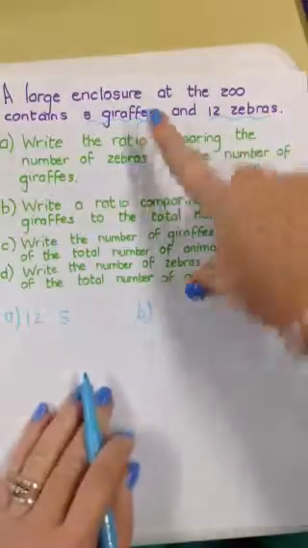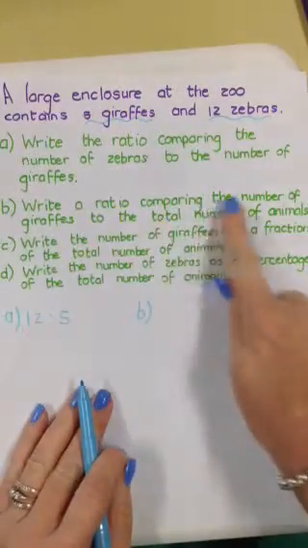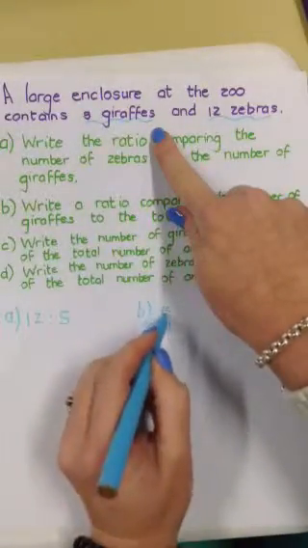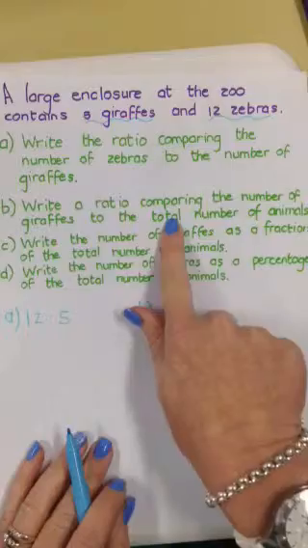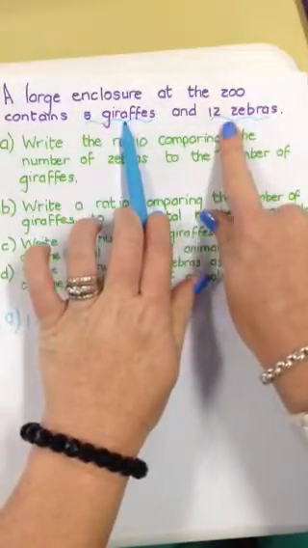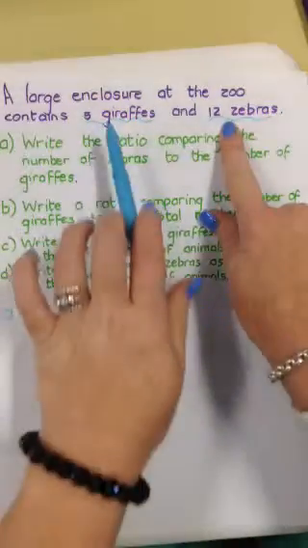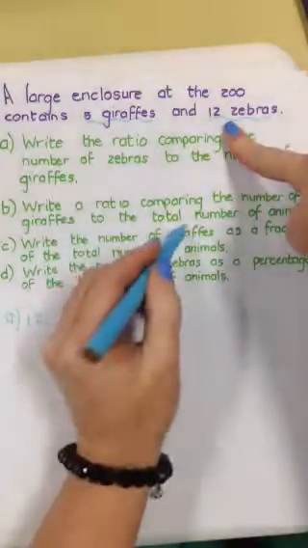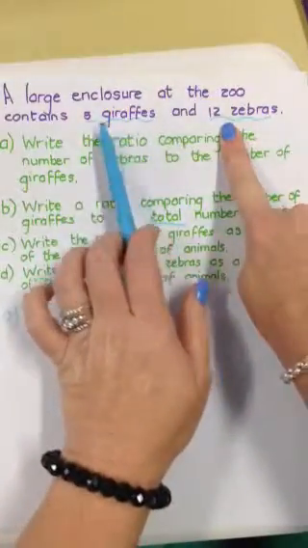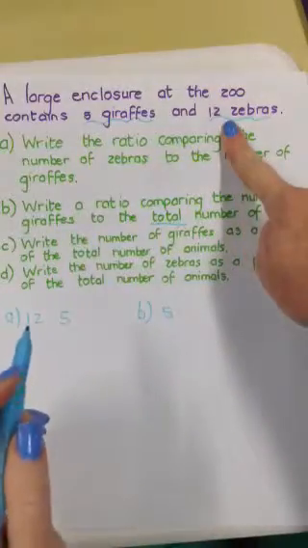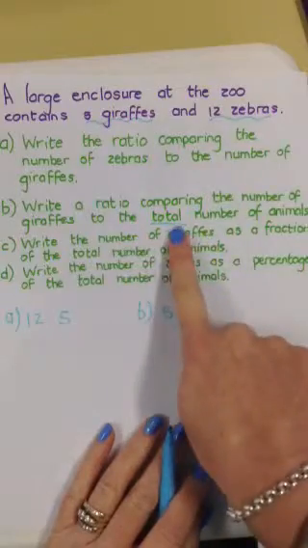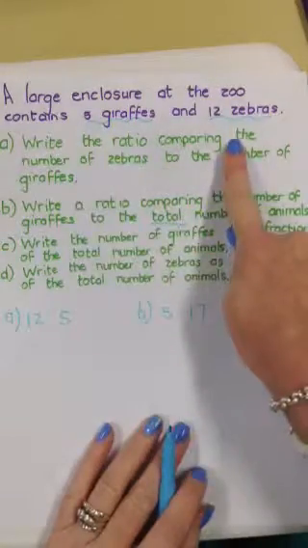Let's look at B. B says write the ratio comparing the number of giraffes to the total number of animals. So how many giraffes have we got? 5. So we put that in first. So we take our giraffes, which is 5, and our zebras. So even though we've got our giraffes over here, we include our zebras when they say total. Okay, so you include everything. When they say total, you include everything. So you've got your 5 and your 12, which gives you 17, and you'll go 5 is to 17. Okay, so remember when they say the total, it's everything that's included.